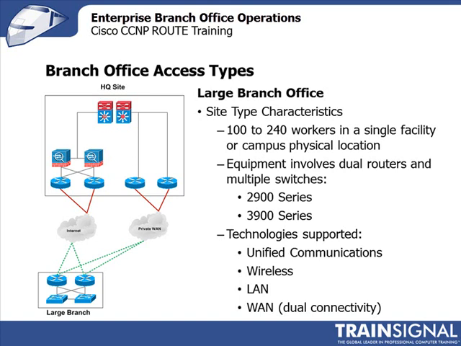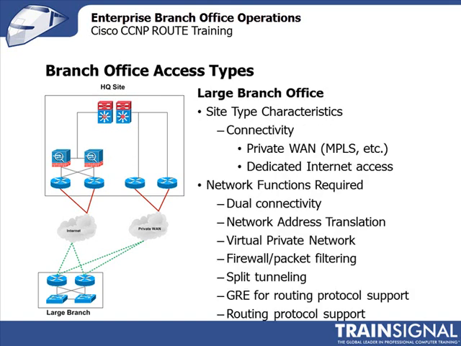So we're looking here at a 2900 or 3900 series router, typically more high-end. Again, using unified communications, wireless LAN, WAN, in this case dual connectivity. If you look at the graphic, you have obviously multiple switches, but you have dual connections to the internet and you have dual connections to the private WAN. And there are a variety of ways to program this to, again, ensure business continuity.